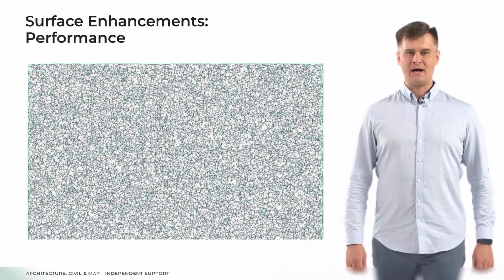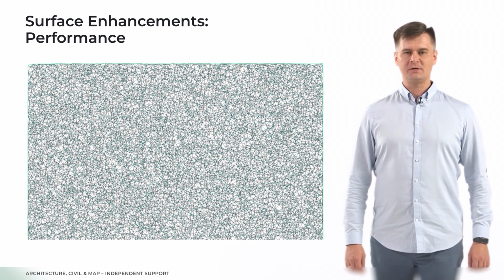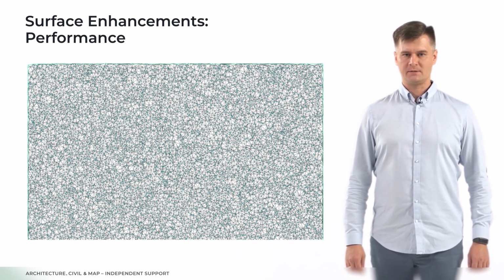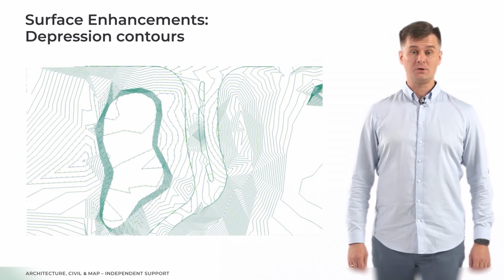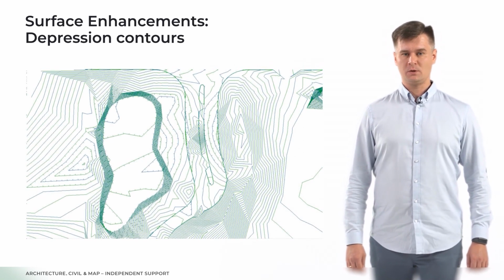Surface enhancements are improvements to the triangulation engine that decrease the creation time for a 100,000 point surface from hours to seconds, and contour smoothing support that significantly improved the appearance of triangulated surfaces. In addition, a number of improvements for visualization and format support were done.